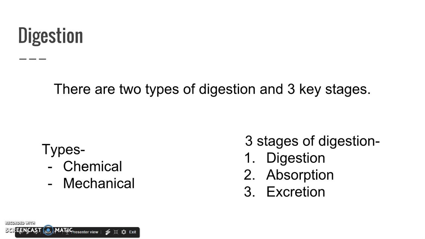The three stages of digestion are digestion, absorption, and excretion. The stage of digestion happens in the mouth, stomach, and small intestine, and the digested food is then absorbed into the bloodstream in the small intestine. Any excess water is absorbed back into the body in the large intestine. Anything that can't be put to use will be excreted either through your urine or feces.